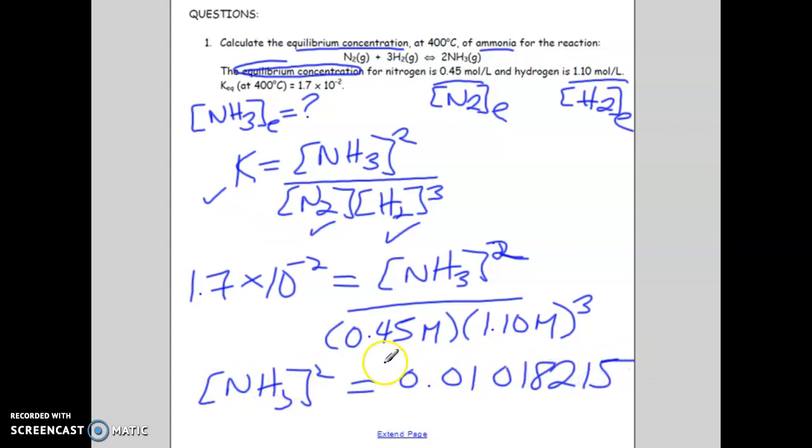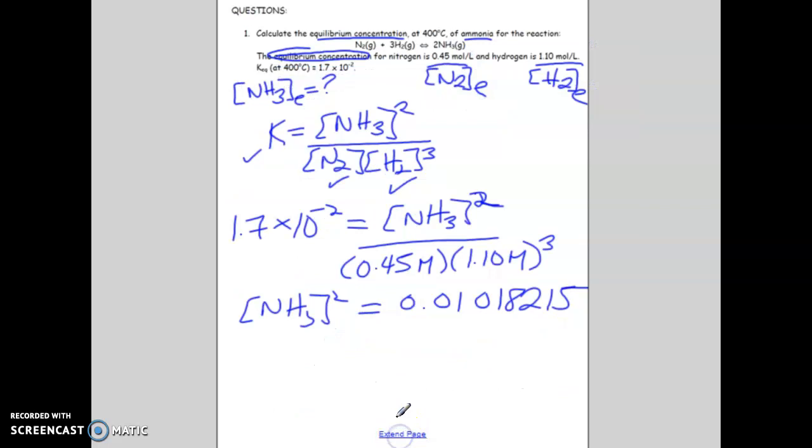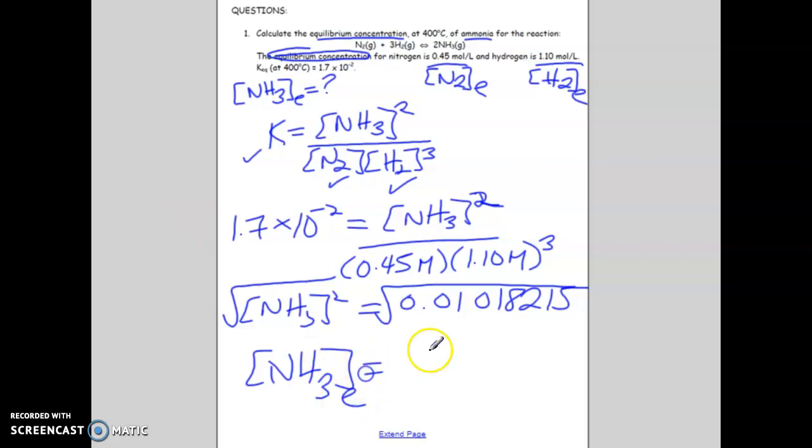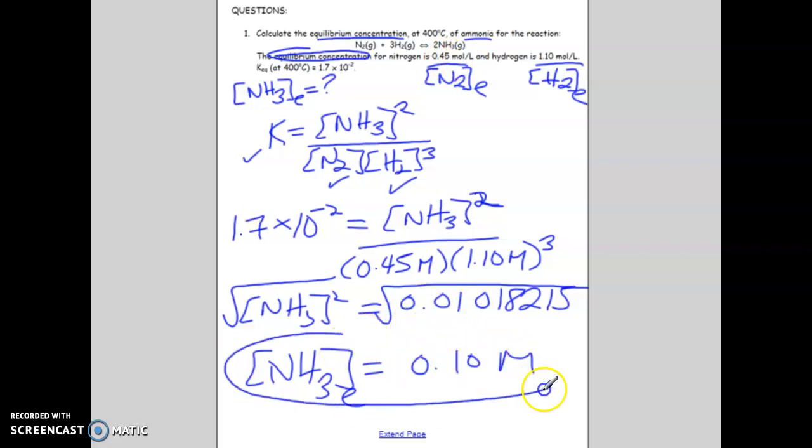0.010182215. Keep in mind you're not going to round anything as you continue through. We only look at significant digits at the very end of our question. Then, of course, we have to take the square root because this is squared and we don't want the square. We just want the equilibrium concentration for ammonia. So if we take the square root of this value with 2 significant digits, we should get 0.10 moles per liter.